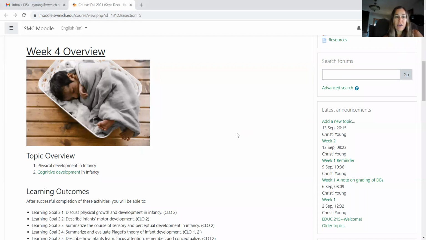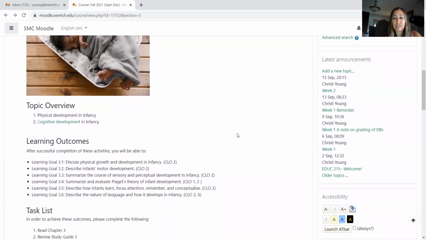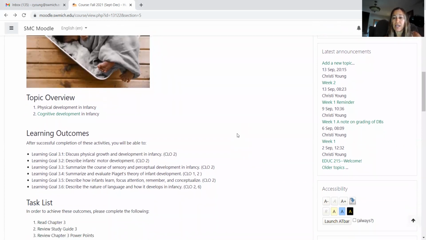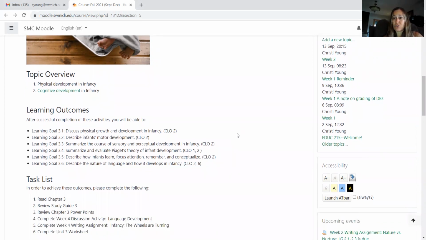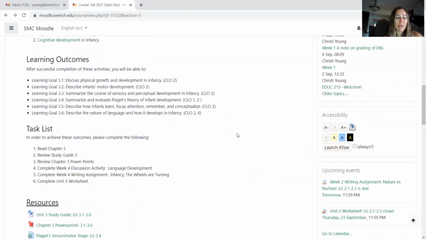Now you'll notice that week 4 and 5 are both infancy. Week 4 is going to be with chapter 3, and it's going to look specifically at the physical and cognitive growth in infancy. And then the next chapter, we will look at the social and emotional growth in infancy. Lots of things happening at this stage. Babies are going from newly born beings to very experienced in one full year of life. And so there are a lot of changes that happen.